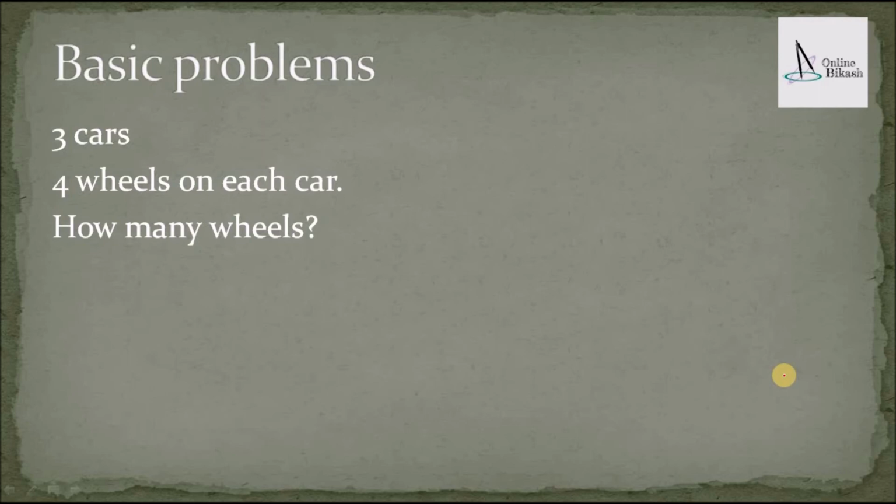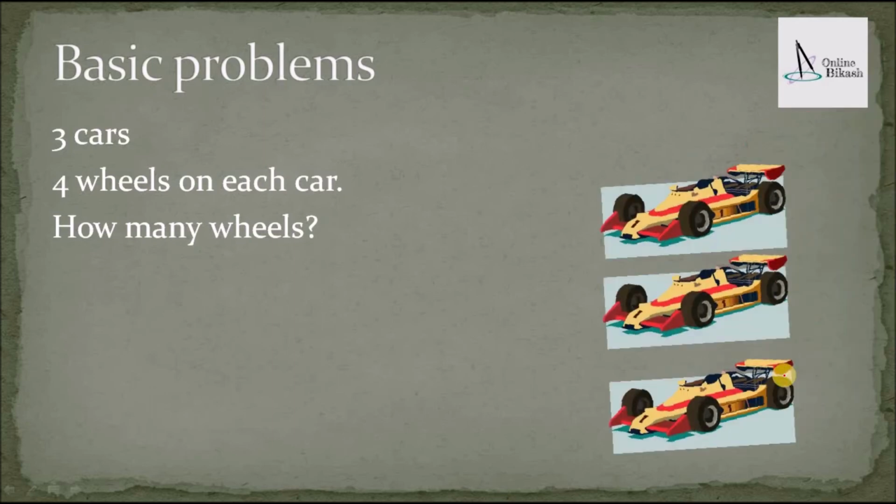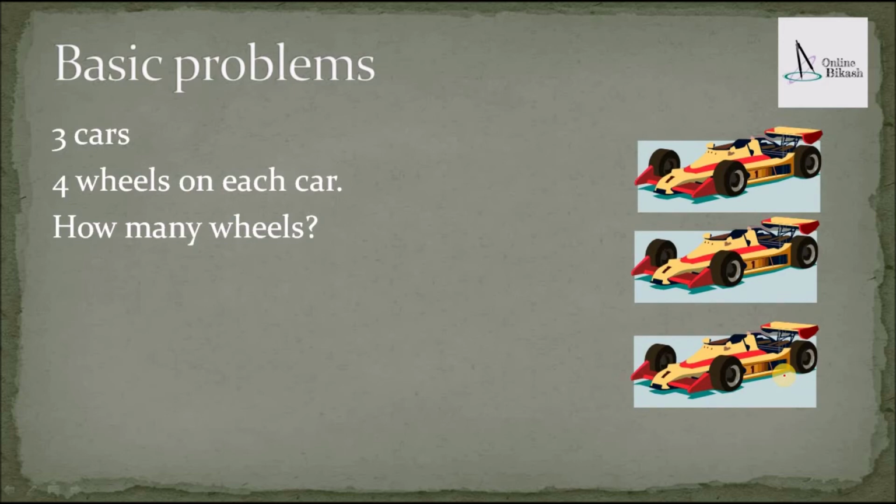If you have 3 cars, let us bring 3 cars. These are the 3 cars. In each car, can you tell me how many wheels you can see? Here we can see only 1, 2 and 3, but one wheel is in the back side of this figure. You may not be able to see that wheel, but you assume that it has 4 wheels. Now 3 cars and 4 wheels, so how many wheels are there?